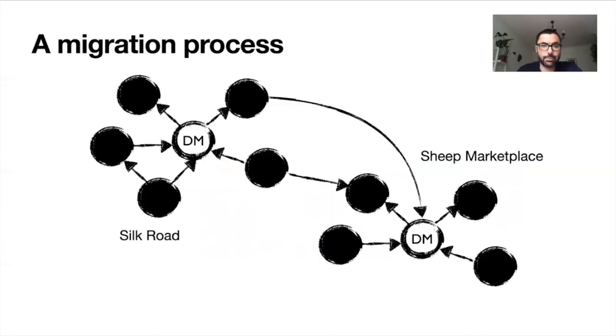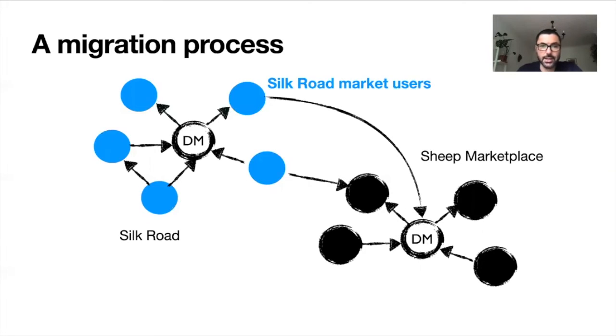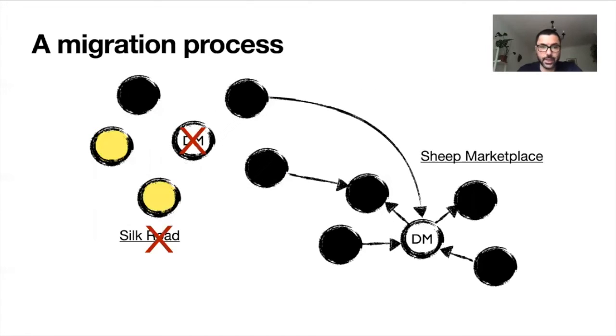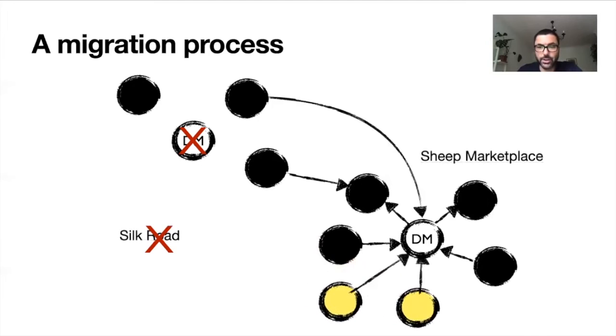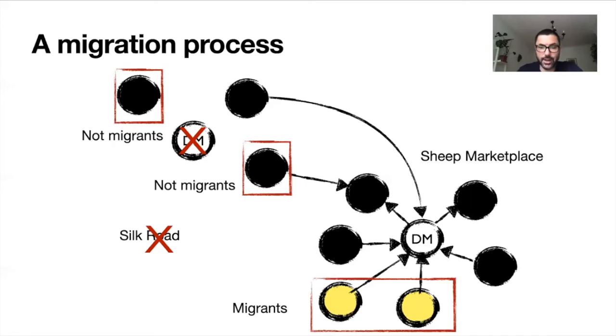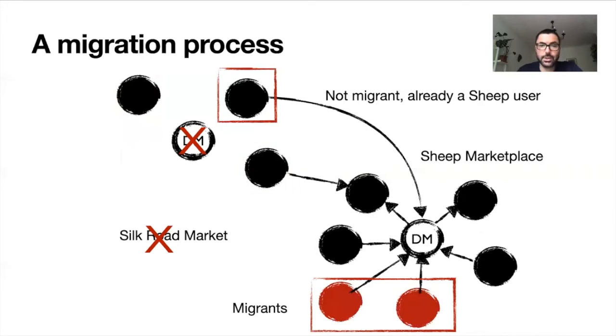So this is a migration process. You have two dark markets in this case, which are the white nodes at the center, Silk Road and Ship Marketplace. These are the Silk Road market users, and you see some of them are special because when Silk Road shuts down, they move and start interacting with Ship Marketplace. These are the nodes that we identify as migrants. Other nodes will not interact, even though they would be expected to interact in normal times, and they are non-migrants. And then you have this node that is not a migrant because it was already a Ship user.